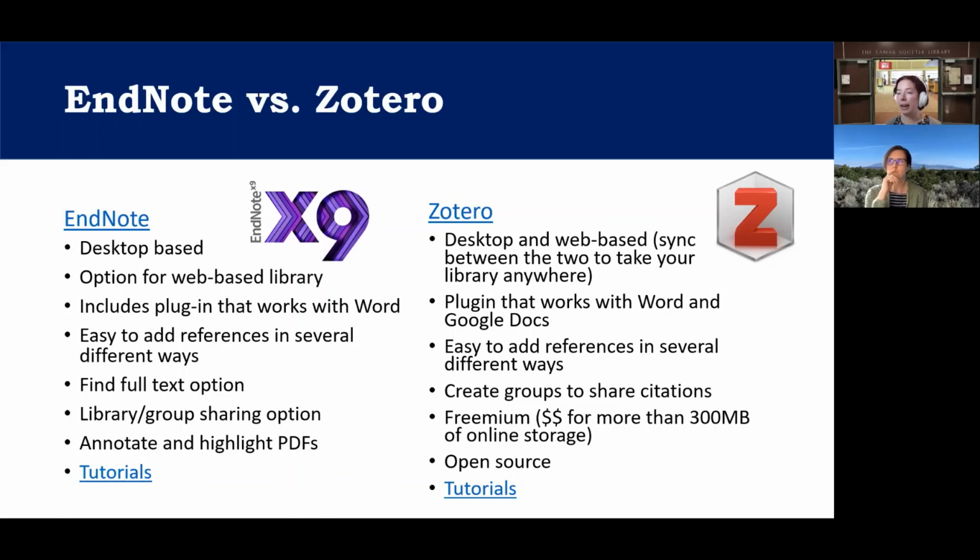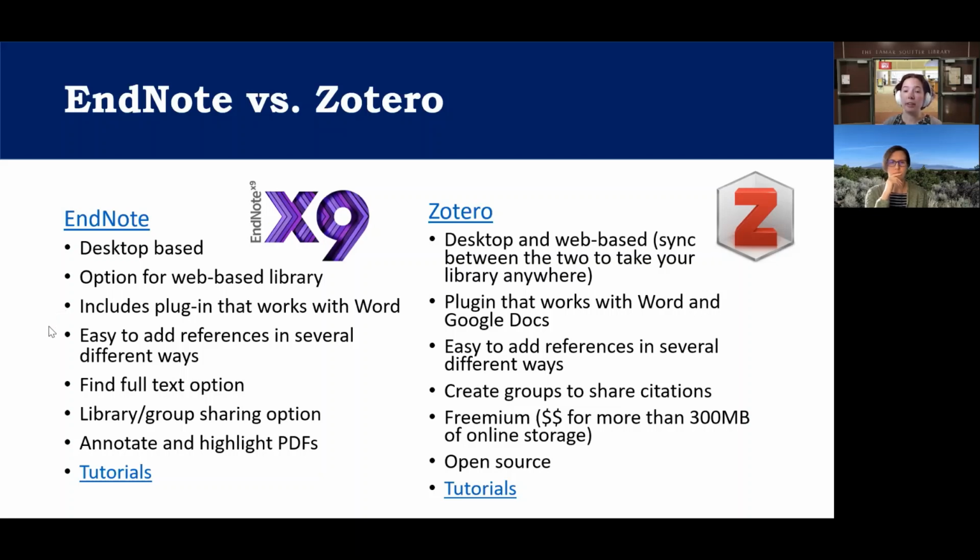They both have easy ways to add references and have ways to find full text. You can share libraries as a group, and Endnote has the ability to annotate and highlight PDFs, while Zotero is a freemium option. That means that regardless of which institution or where you are at in your career, you can always use Zotero because it's open source as well. And we've also linked on this page to some of the tutorials we've created for both of these products.